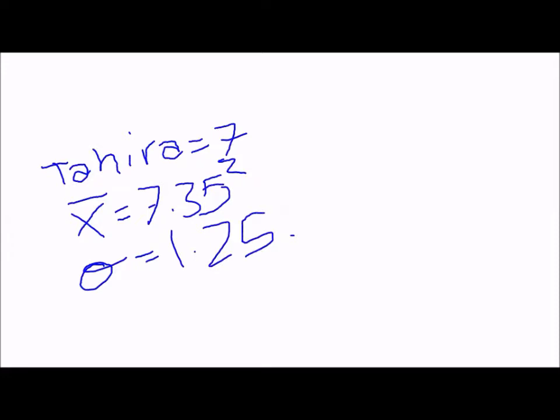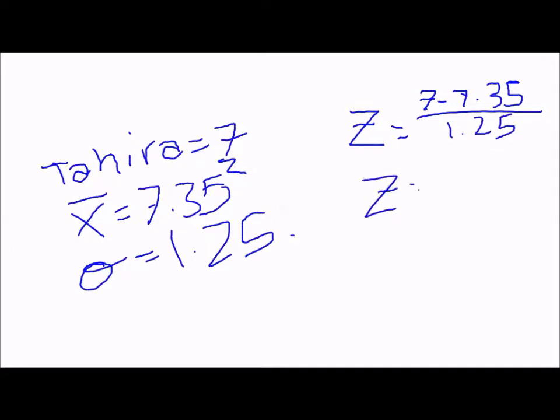So we find the z-score, which is 7 minus 7.35, over 1.25. We find that our z-score is equal to minus 0.28. So we want to find out what percentage of kids have their feet bigger than Tahira's feet. This negative 0.28 is minus 0.28 standard deviations from the mean.